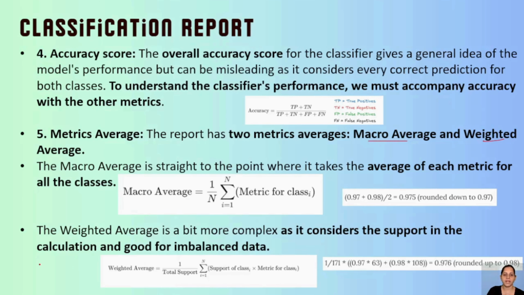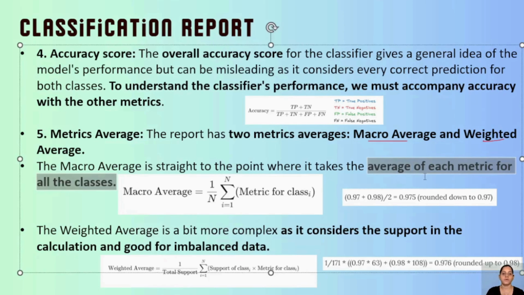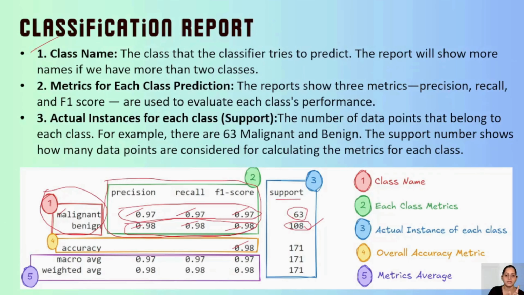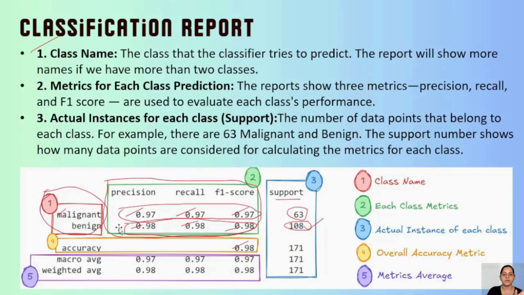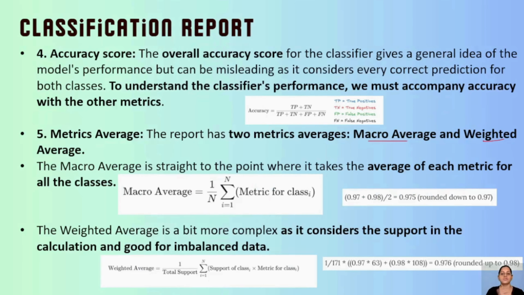This is the formula for macro average. Macro average is straight to the point: it takes the average of each metric for each class. We have two classes, malignant and benign. For each class, it takes the metrics, precision, recall, and F1 score, adds them up, and gets the average.